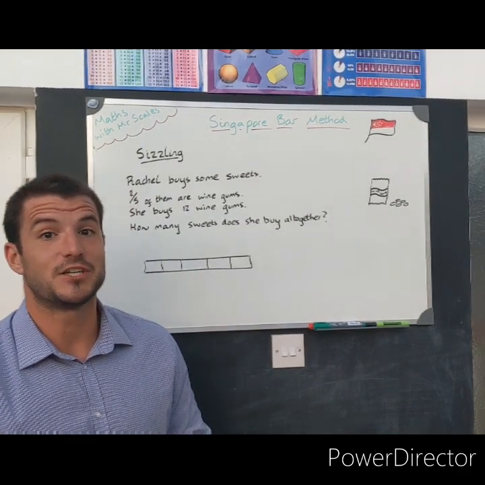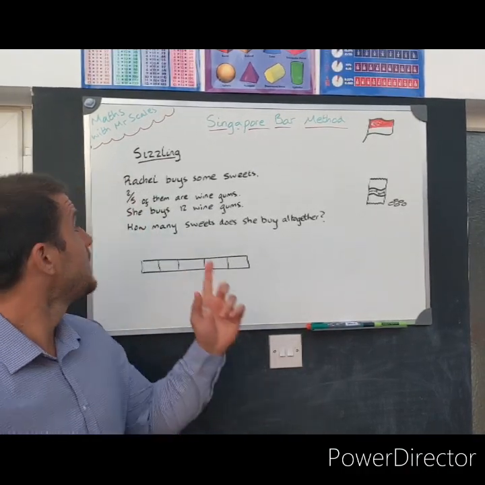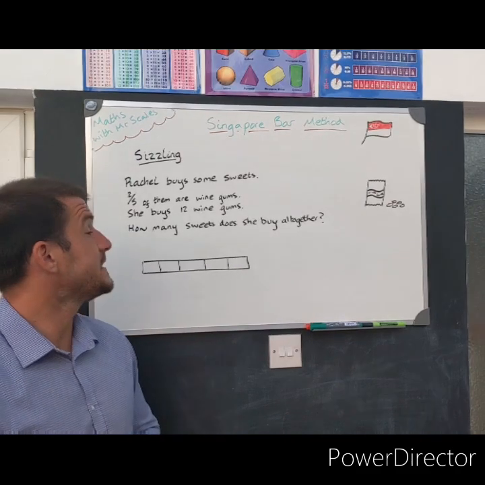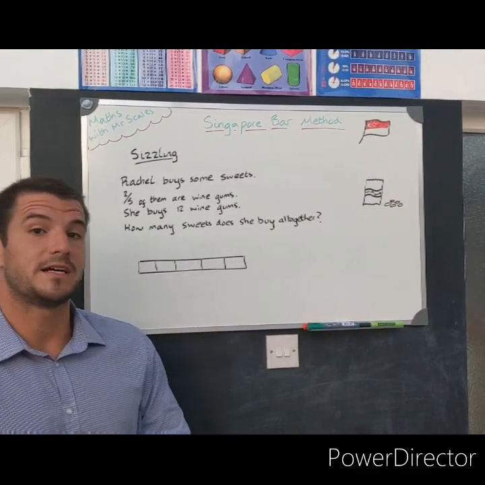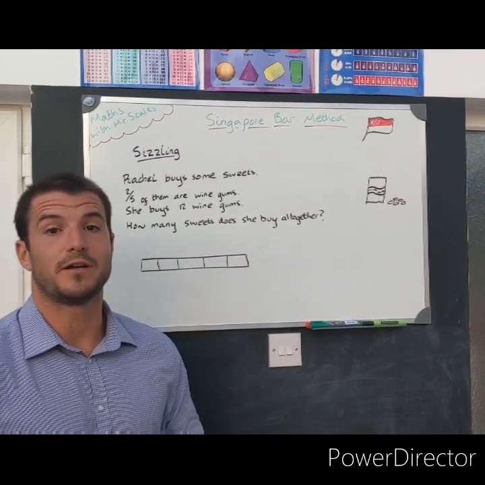Okay, so the Sizzling challenge, for those of you that are maybe not feeling too confident with the Singapore bar method yet. The question is, Rachel buys some sweets. 2/5 of them are wine gums. She buys 12 wine gums. How many sweets does she buy altogether?